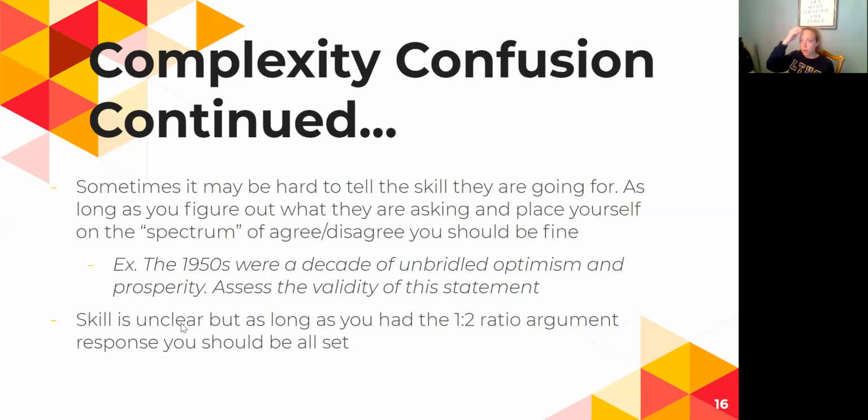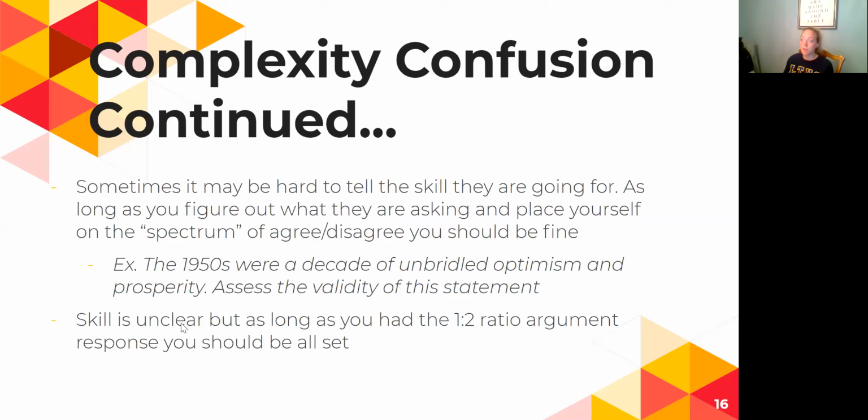So the last point I want to make for the complexity is, I know that there are prompts where it's very hard to identify the skill right off the bat, like the one I gave you guys in your writing practice last week. Down here it says the 1950s were a decade of unbridled optimism and prosperity. Assess the validity of the statement. I can tell you straight up that even teachers would argue that that is pointing towards different skills. If you cannot figure out the skill, please do not get hung up on that.